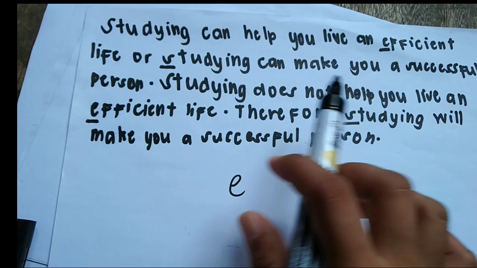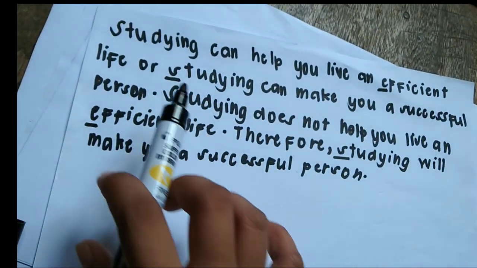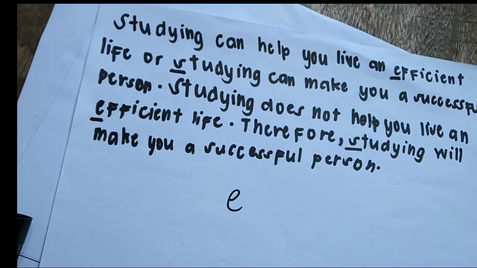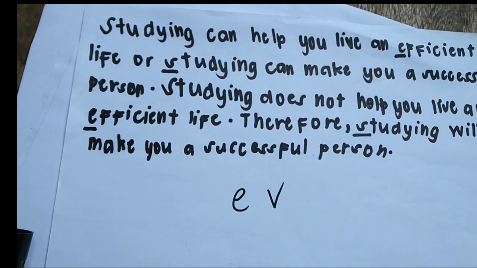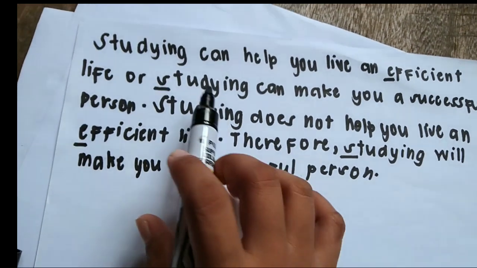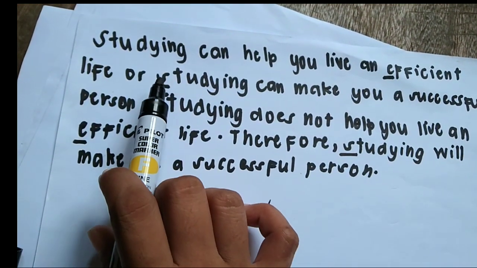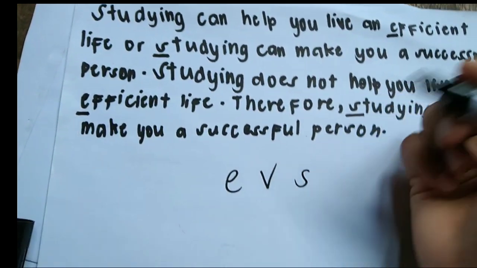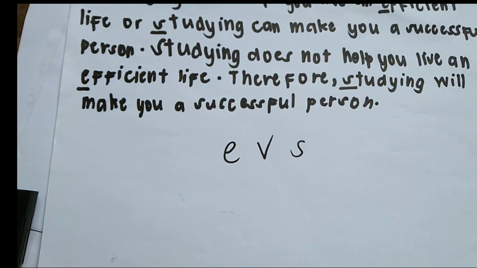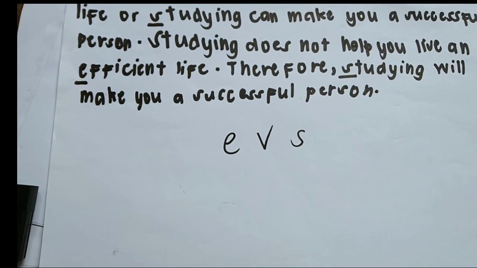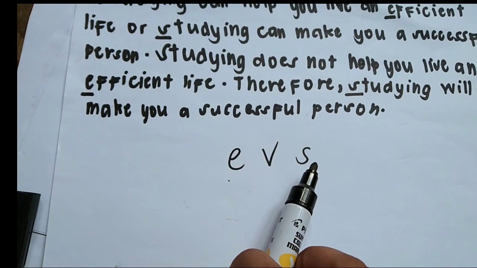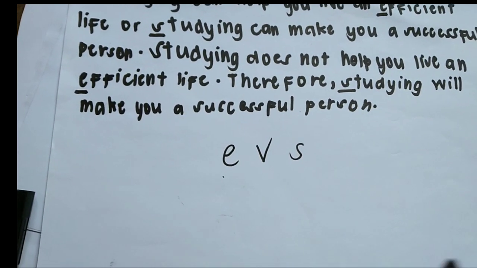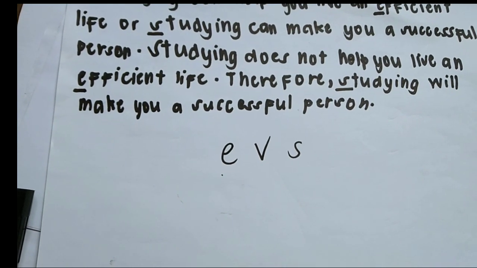Studying can make you a successful person. Before that, meron tayong "or" dito. So, yung "or" is letter V siya. And ito yung Q natin, yung magsisilbing Q. So, S yung underlined word doon. So, meron na tayong first premise which is E or S, which is the underlined words in our statement.